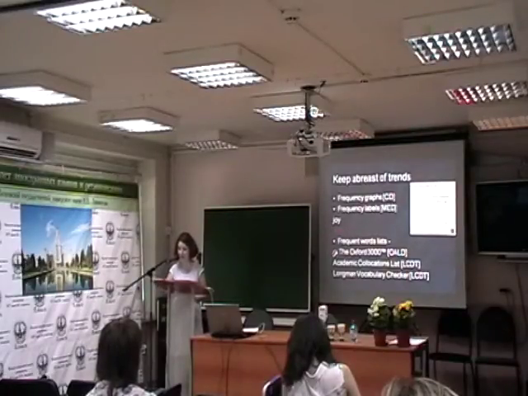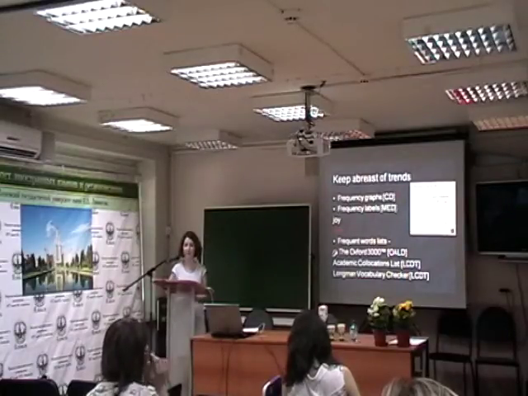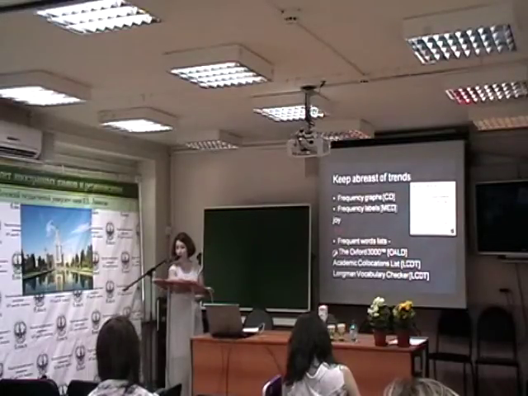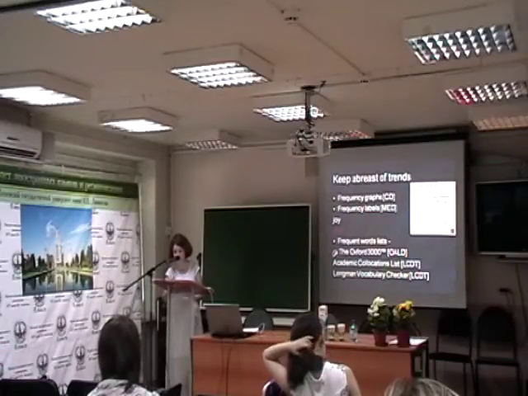So we can have frequency labels like in Macmillan English Dictionary. So we have the star system. The more stars a word has, the more popular and frequent it is. We have frequent word lists, like for example the Oxford 3000 words, or academic collocations lists in Longman Dictionaries Online, or Longman Vocabulary Checker, again with Longman Dictionaries Online.